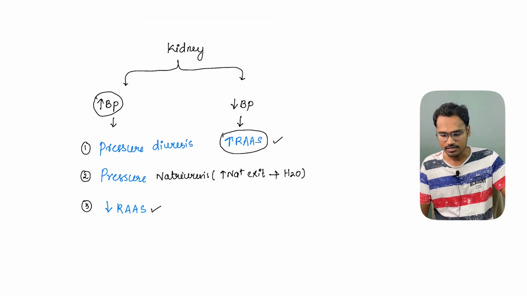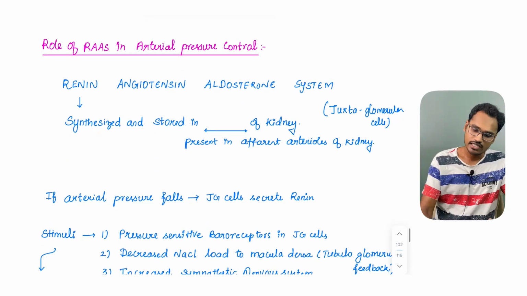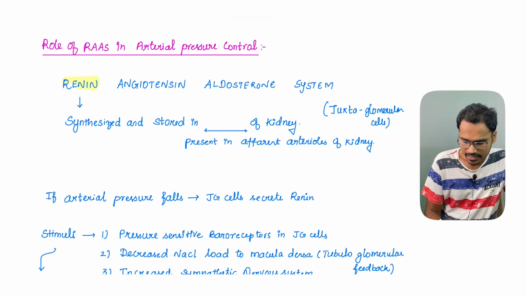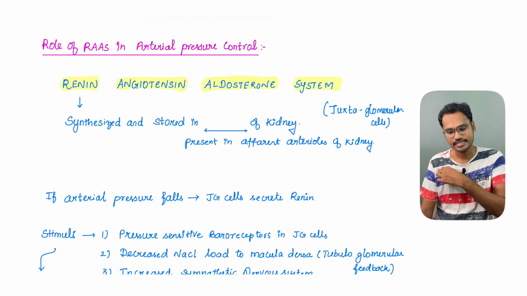So how does this RAS mechanism work? Let's try to understand further. So the RAS mechanism's role in arterial blood pressure control. This mechanism is called renin angiotensin. It doesn't stop with angiotensin. It also forms one more component, which is called the aldosterone system. So this is the entire system.